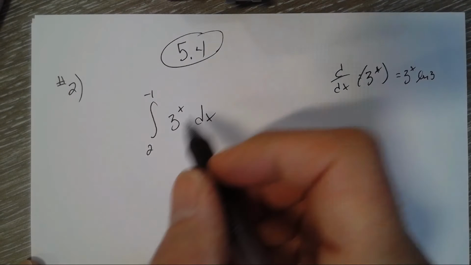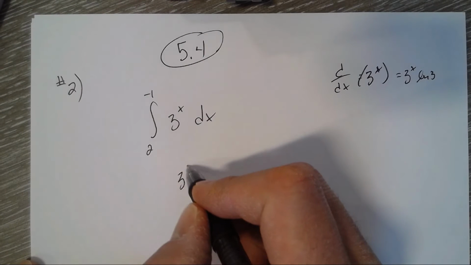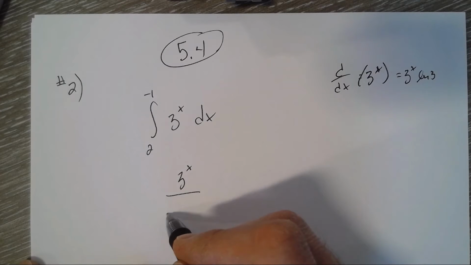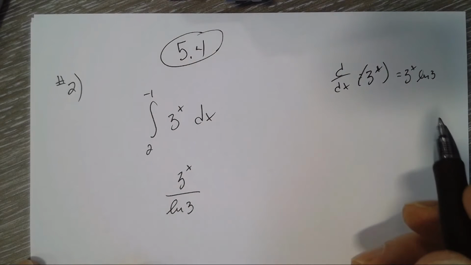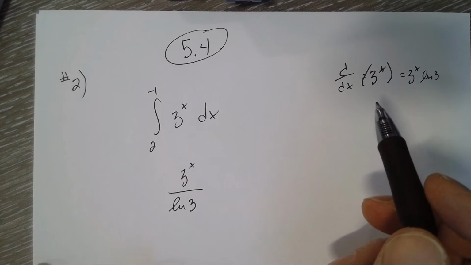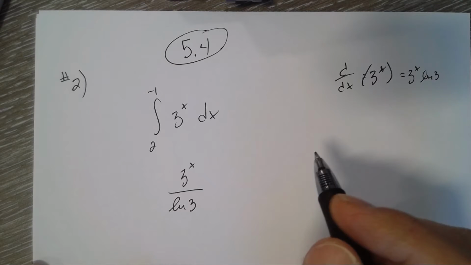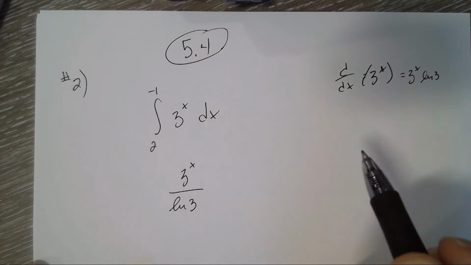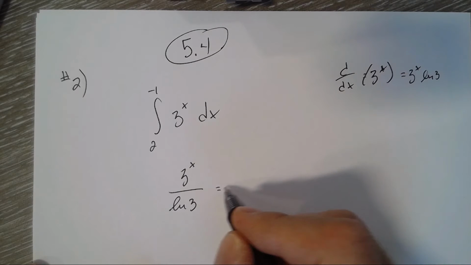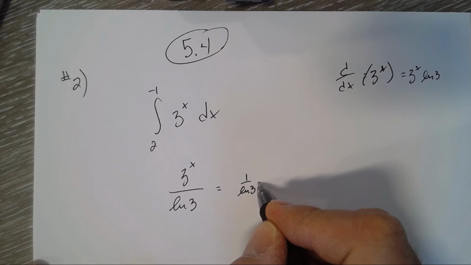So our antiderivative is still 3 to the x, but this time we're going to divide by the natural log of 3. And if you're not sure if your antiderivative is correct, you can always take a derivative and see if you get what you started with. So we can consider 1 over natural log of 3 times 3 to the x.